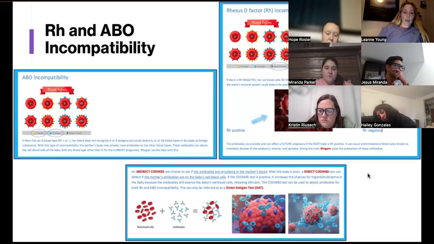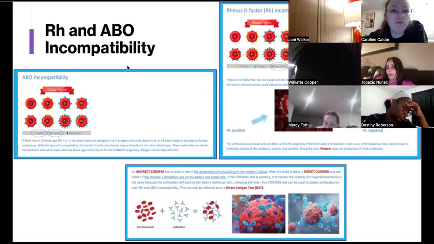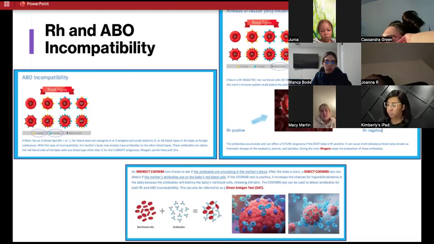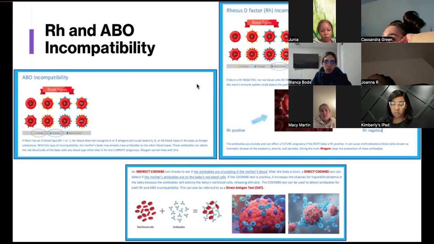Those are the three main blood incompatibility things that I want you guys to know for this class and for the purpose of your exams in HESI, for sure. Does anyone have questions on that? I know that's a lot of information.